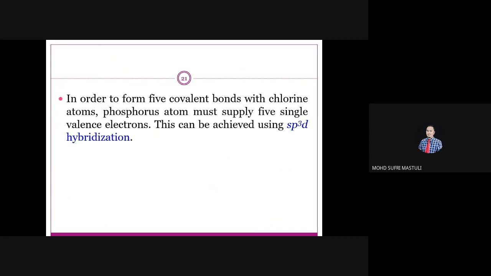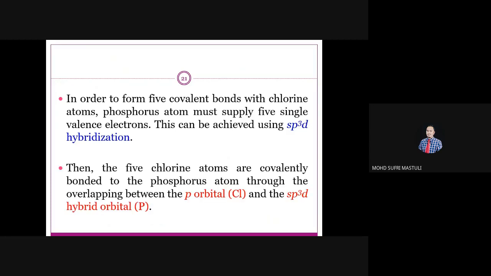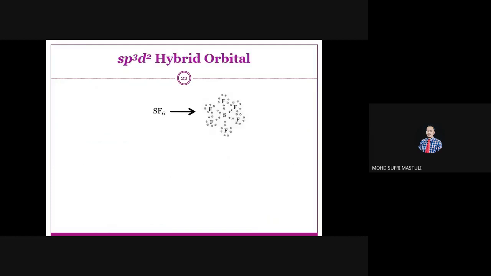In order to form 5 covalent bonds with chlorine atoms, the phosphorus atom must supply 5 single valence electrons. This can be achieved using sp3d. The 5 chlorine atoms are covalently bonded to the phosphorus atom through the overlapping between the p orbital of chlorine and the sp3d hybrid orbital of the phosphorus.